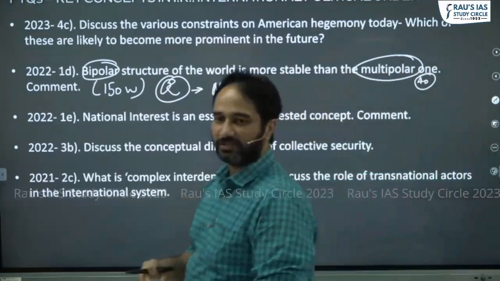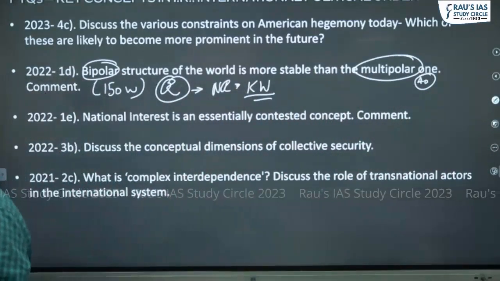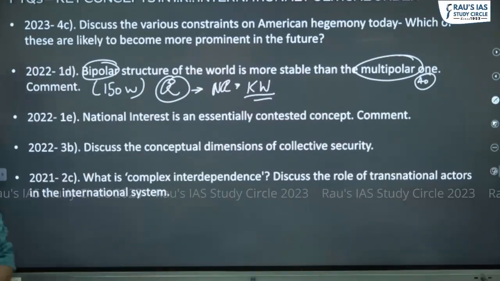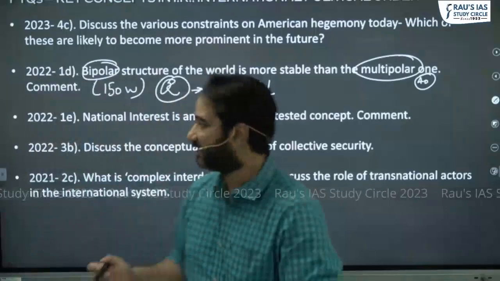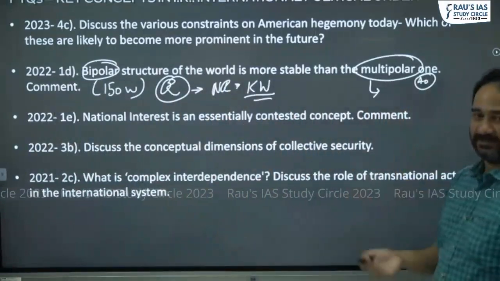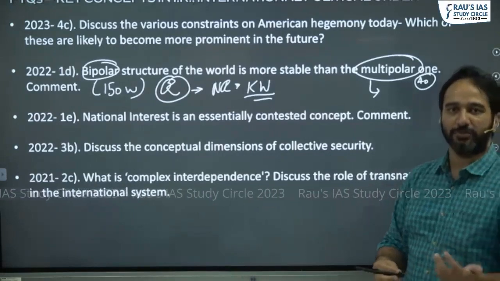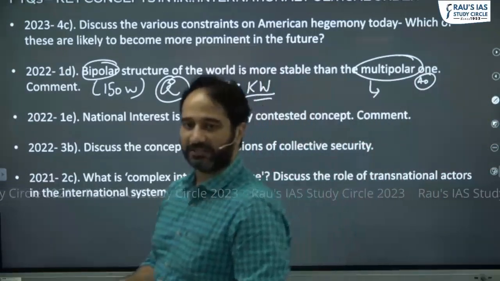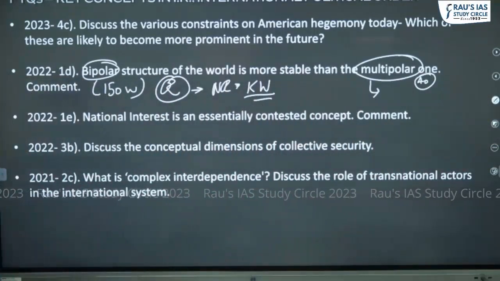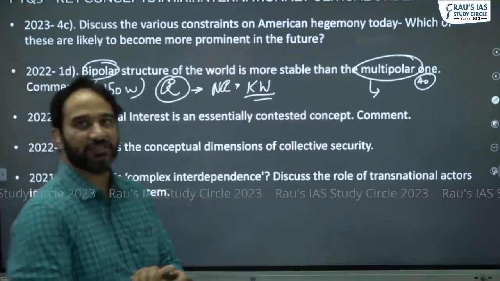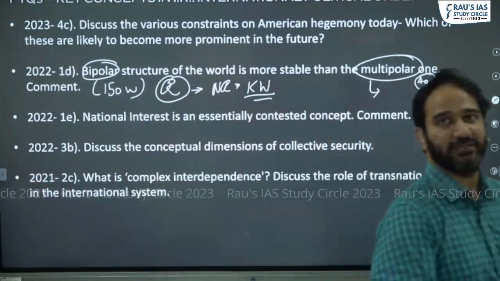You'll talk about this, and any critique you can bring in here. You can bring in India. India has said that a multipolar world would be more stable. So once we've done Indian foreign policy, we've talked about strategic autonomy and other aspects, you can bring that aspect in. Is it clear?